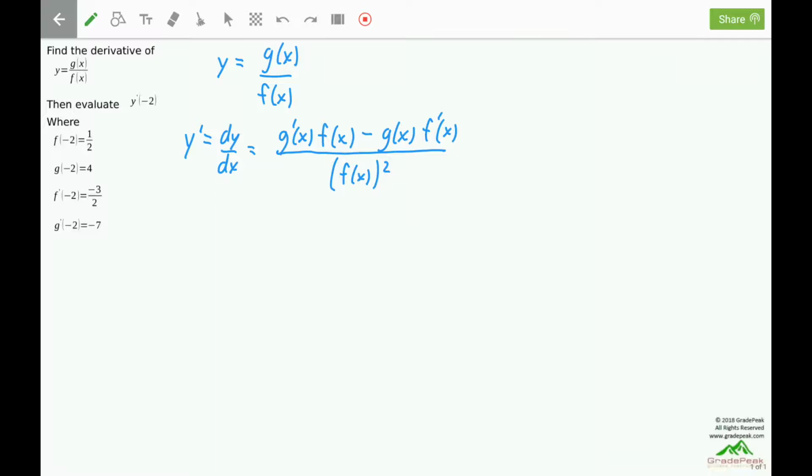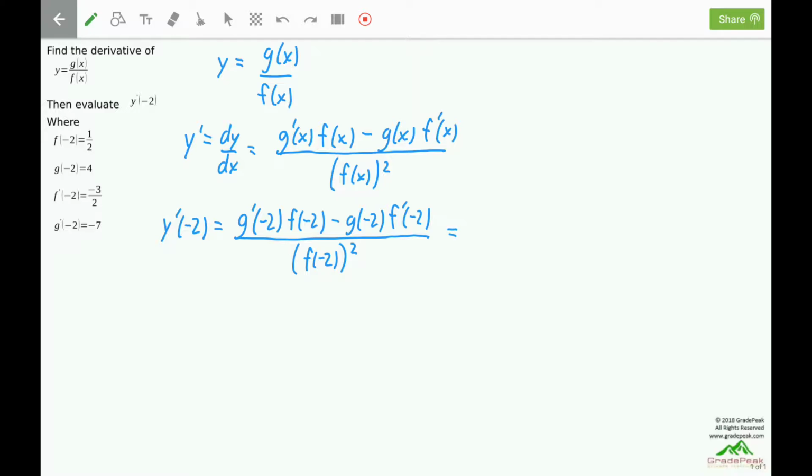The next thing to do is to evaluate y prime of -2. And that means to plug in -2 in for each of the x's. So we'll have g prime of -2 times f of -2 minus g of -2 times f prime of -2. And this entire thing over f of -2 quantity squared.